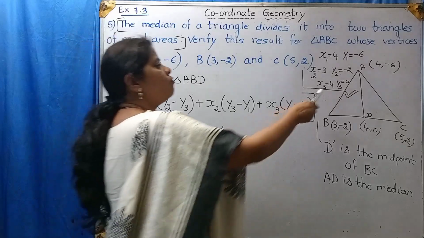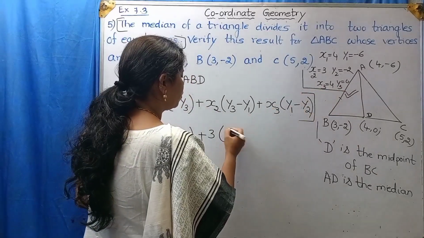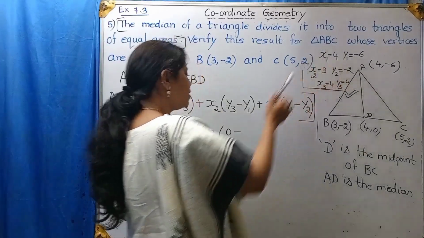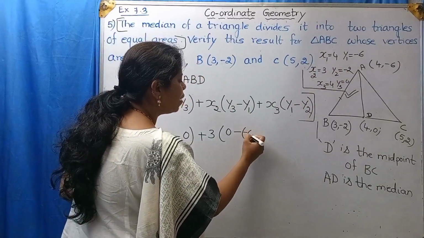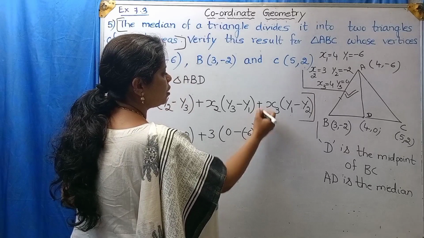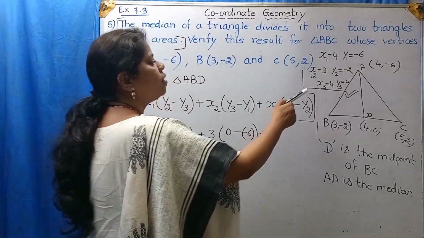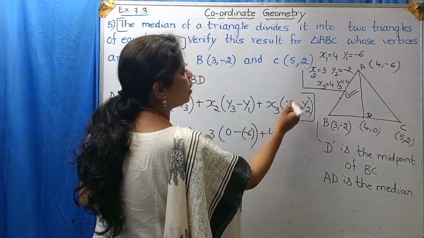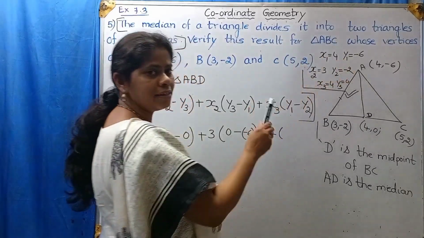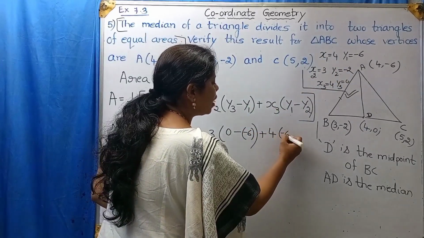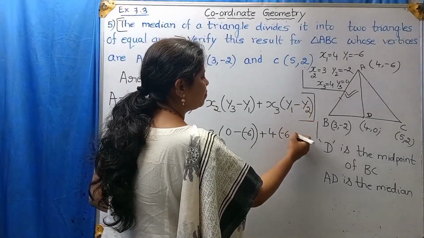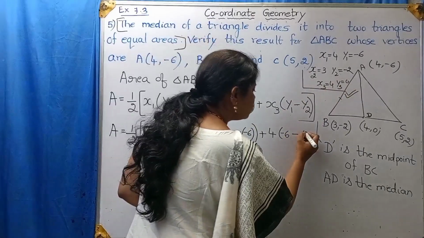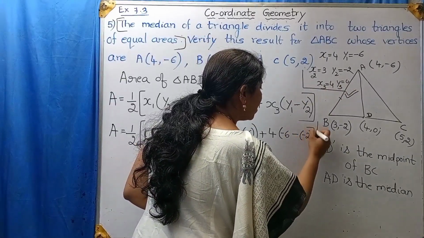y3. The value of y3 is 0. Minus y1. The value of y1 is minus 6. So, let me take this in the bracket. Plus x3. The value of x3 is 4. 4, y1. The value of y1 is minus 6. Minus y2. The value of y2 is minus 2. So, let me take it like this in the bracket. Okay.